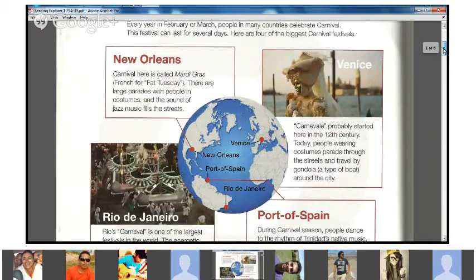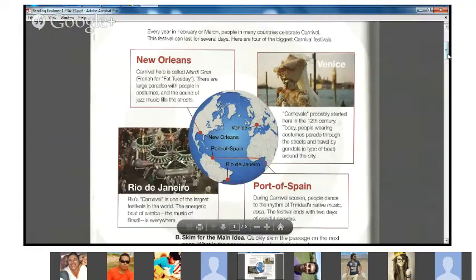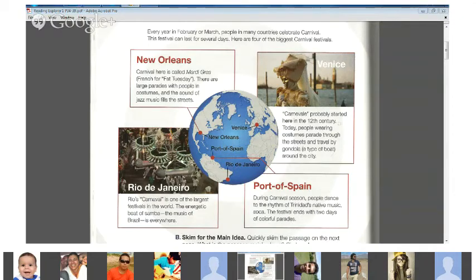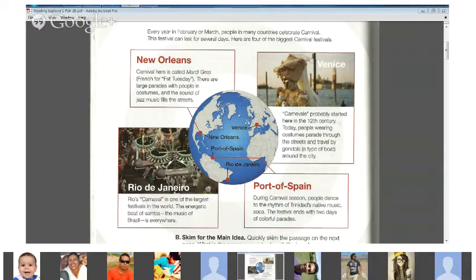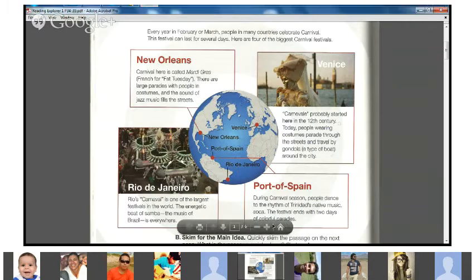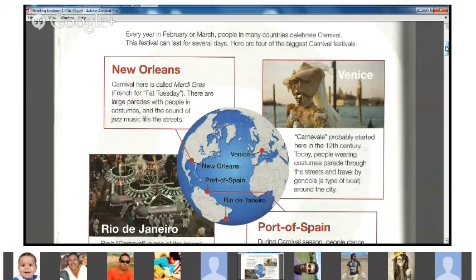Okay, so it looks like for this reading, we're going to be talking about four big carnivals, which I know many of you, of course, are from Brazil, so you know more than you want to know about the carnival in Rio. But there are also others. The carnivals that we're going to be talking about today all have to do with Easter time, right?